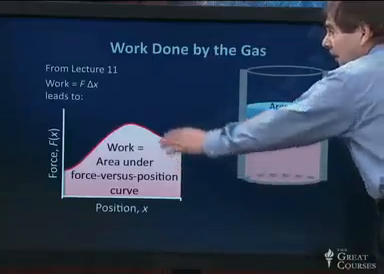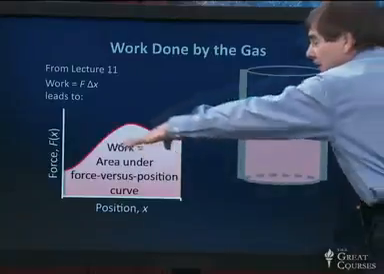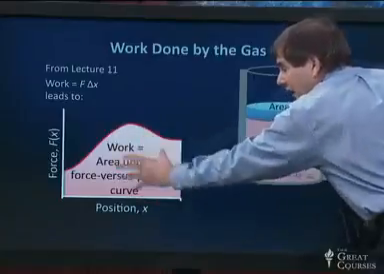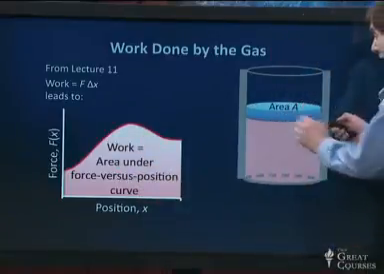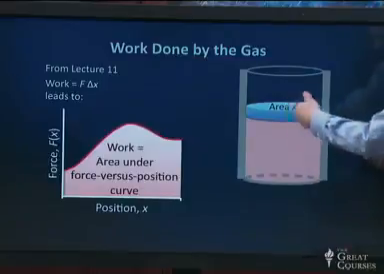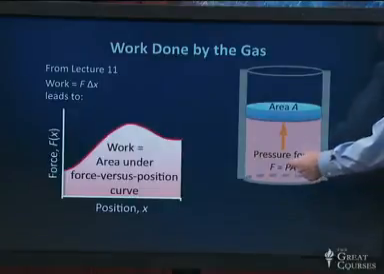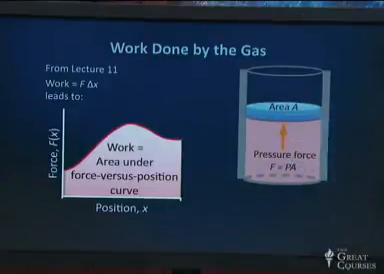From lecture 11, we know that work is force times distance, and we saw how that led to the situation where if we had a varying force, a force that varied with position, the work was the area under the force-position curve. So let's apply that now in our thermodynamic system. So here's our piston. The piston has some area A. There's some pressure of the gas, P, and pressure is force per area. So the gas exerts a force, P times A, on the piston.